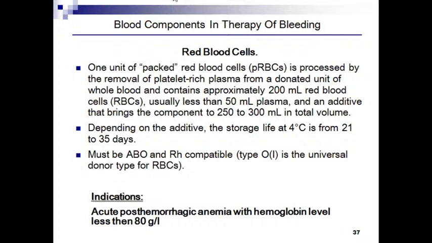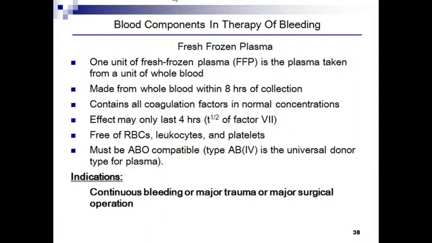Red blood cells should be ABO and Rh compatible to your patient. Type O is the universal donor type for RBCs, or erythrocytes, but in a dose less than 500 ml. Indications for transfusion of erythrocytes: acute post-hemorrhagic anemia with hemoglobin level less than 80 grams per liter.